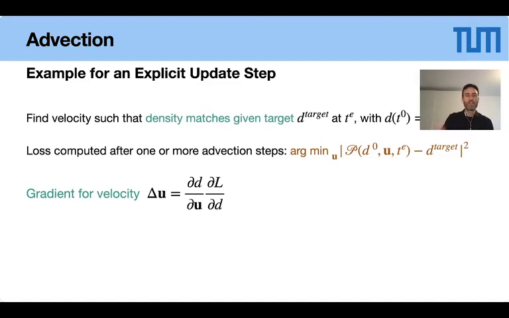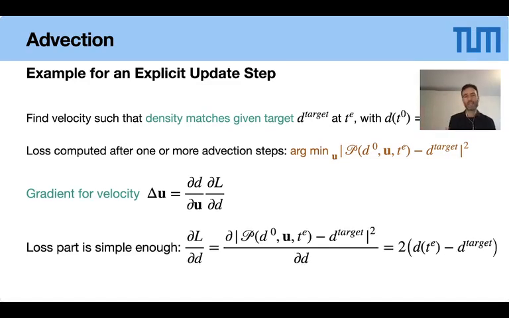Here it looks quite harmless and simple, and the reason I'm writing it out like this is that the first part on the right hand side, for the loss, is simple enough. We have an L2 loss here, so for a square distance it just gives us the difference between the density at time te, or end time, and the target, with a factor of 2 from the square. The main challenge here is the partial derivative of d with respect to u. So this is where the advection plays a role, and this is what I want to focus on. But this gives you a framework for how this would later fit into a simple optimization problem.